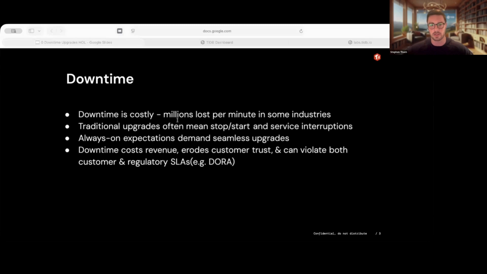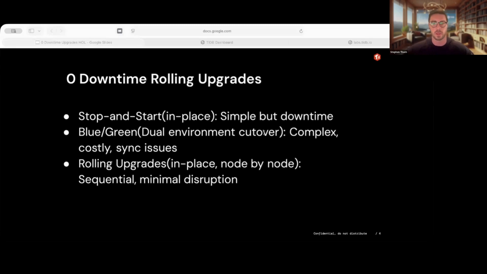Now that we understand the cost of downtime, let's examine common database upgrade strategies and their trade-offs. First, we have in-place upgrades. This is the simplest approach. You shut the database down, you apply the upgrade, and you start it back up. While this is easy to execute, the obvious problem is downtime. Your application is completely offline during the process. You also need to carefully schedule maintenance windows, which can be during late nights or weekends, which no one likes, so that's a burden operationally. In short, in-place upgrades are non-starter for mission-critical systems.